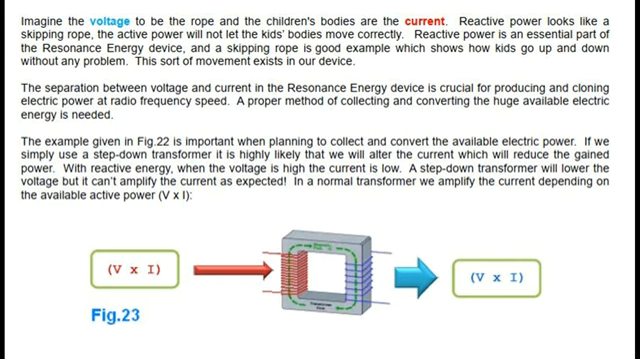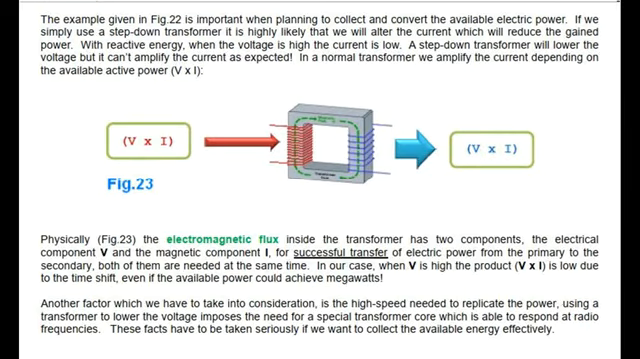If we simply use a step-down transformer, it is highly likely that we will alter the current, which will reduce the gained power. With reactive energy, when the voltage is high, the current is low. A step-down transformer will lower the voltage, but it can't amplify the current as expected. In a normal transformer, we amplify the current depending on the available active power, voltage times current.